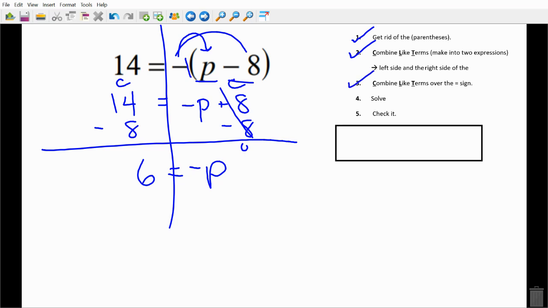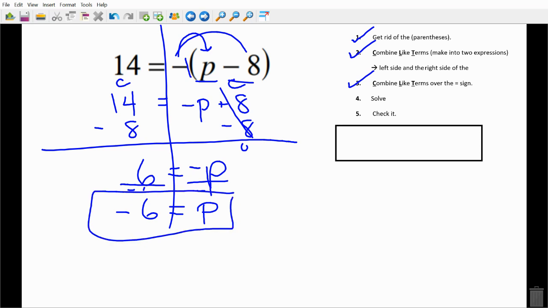Now we need to solve. We don't want negative p. We actually want positive p. So my quick check is, how do you undo a negative? Just take the opposite. What's the opposite of a negative p? Positive p. What's the opposite of a positive 6? A negative 6. Or you can divide by negative 1 and get our answer here. So that's step 4. Step 5, we do in red is our check.